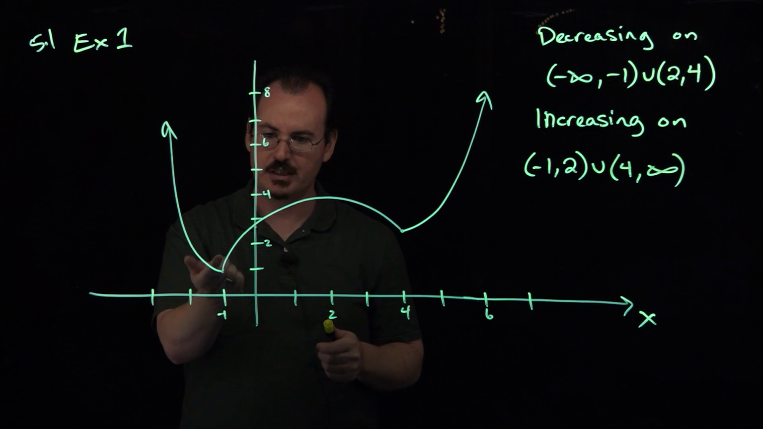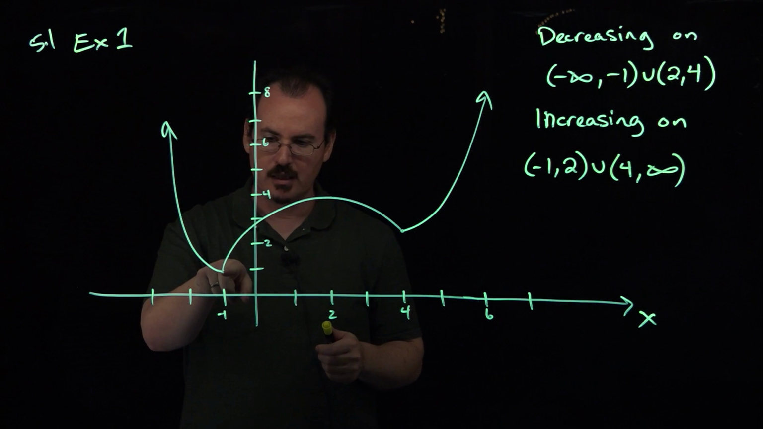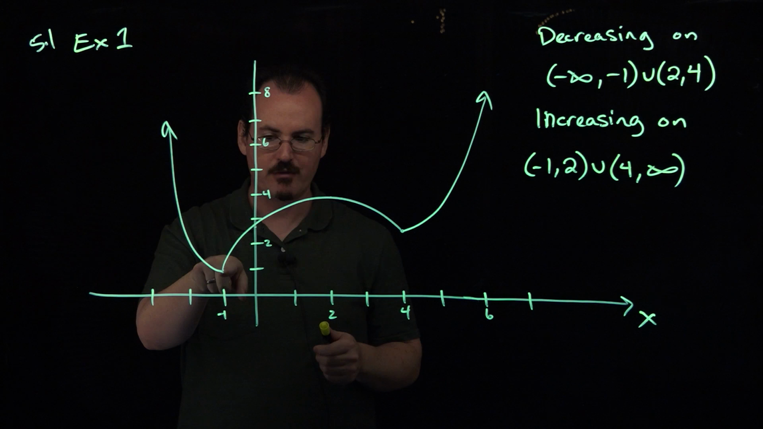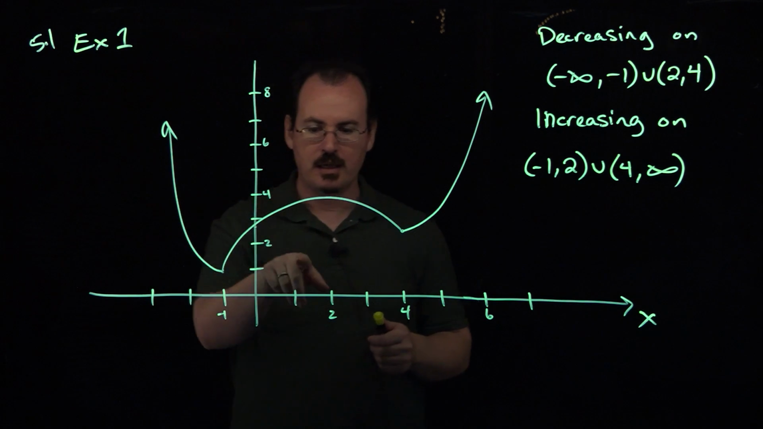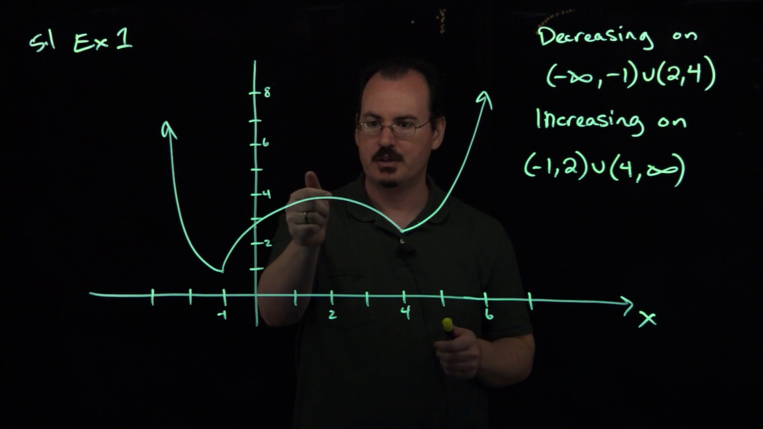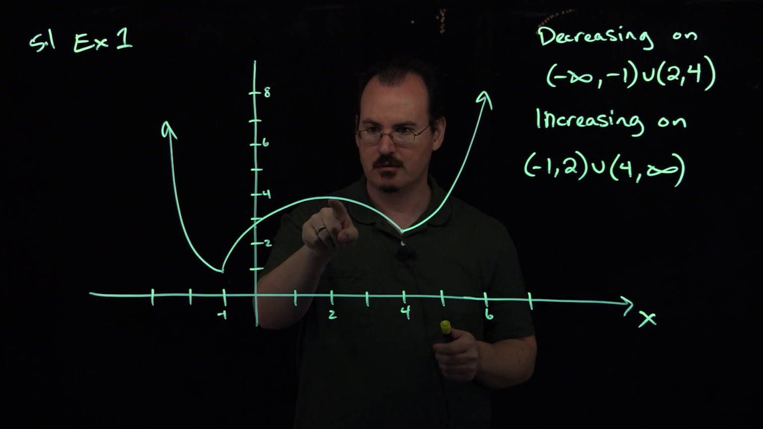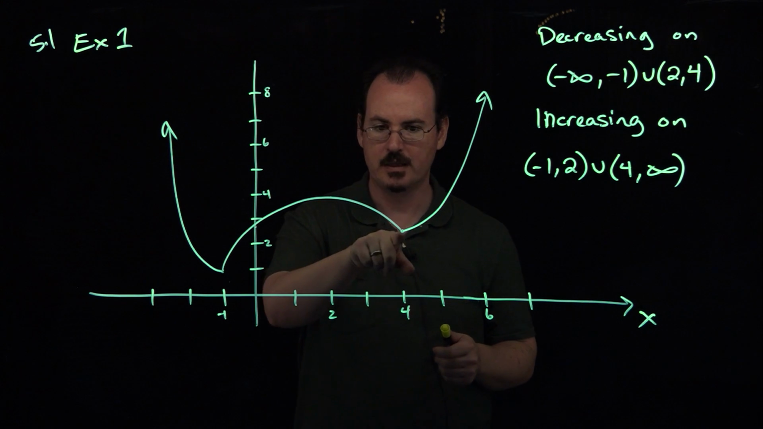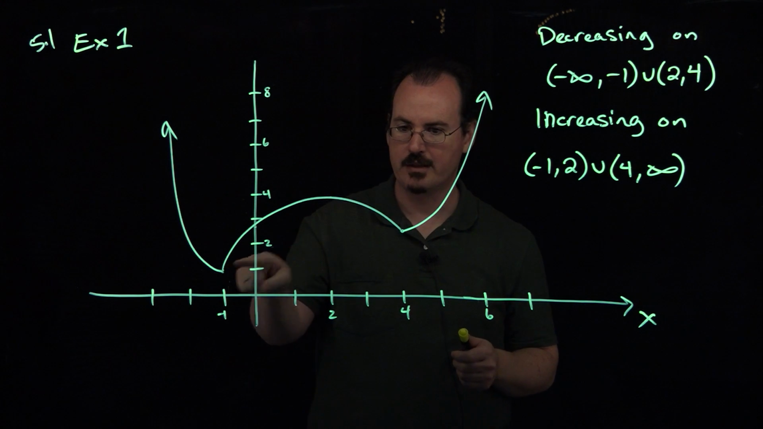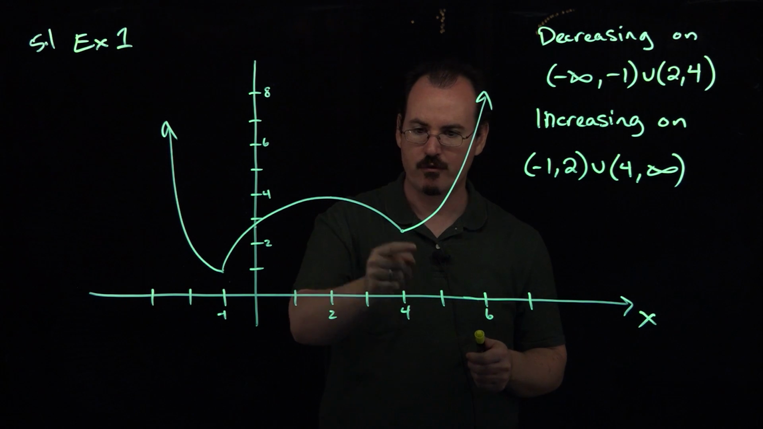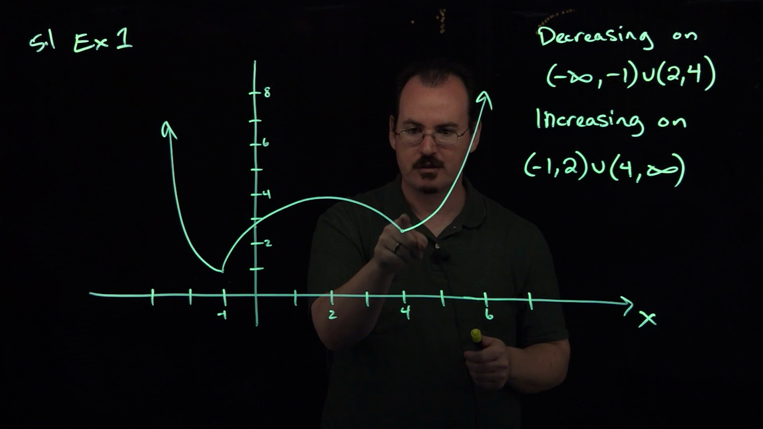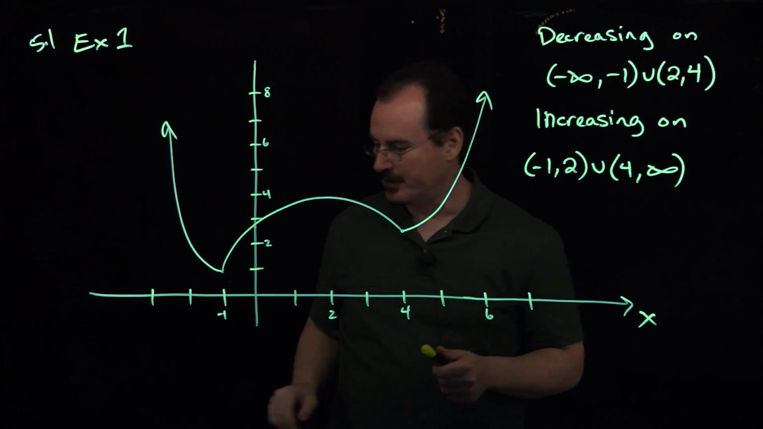A couple of other things that we want to notice here is that when it changes from decreasing to increasing, notice what happens. We have a minimum value there. And when it changed from increasing to decreasing, we have a maximum value there. And then again, same thing here as we had there. It was decreasing before 4. It was increasing after. So we have a minimum value there.